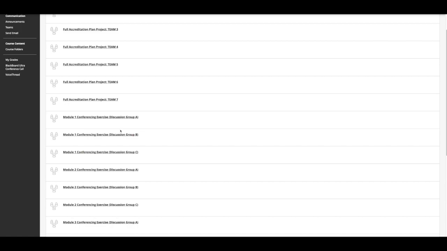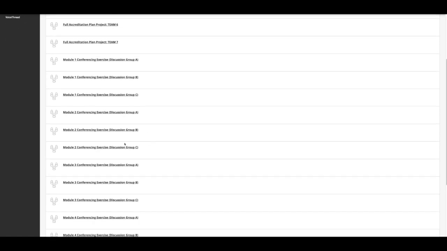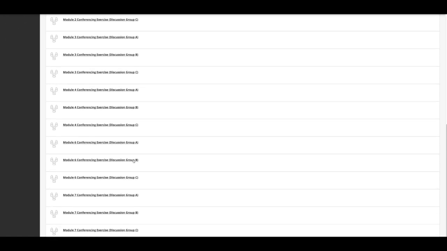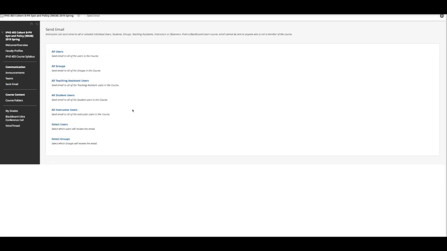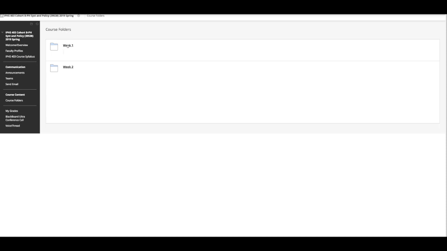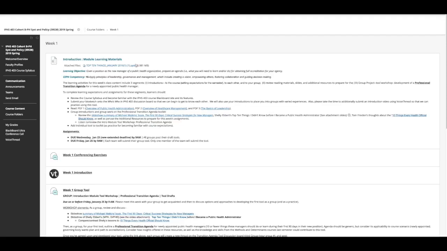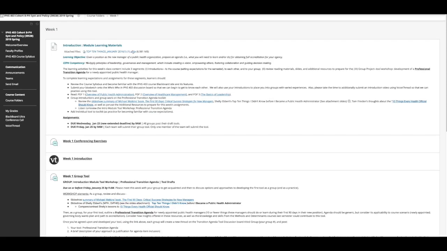Here are all the teams. The teams are listed by conferencing exercises related to the module. You are already assigned to a discussion group. This is different than your team. The course folder will have all the information regarding that week's module.